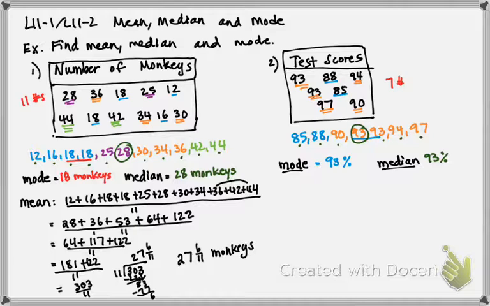Okay, let's do mean. Now again, still not a lot of fun. I am going to change color because that's just way too much black. And let's add 85 and 88 and 90 and 93 and 93 and 94 and 97. And then we're going to divide by 7. And we're just going to pair them up and add them up this way.